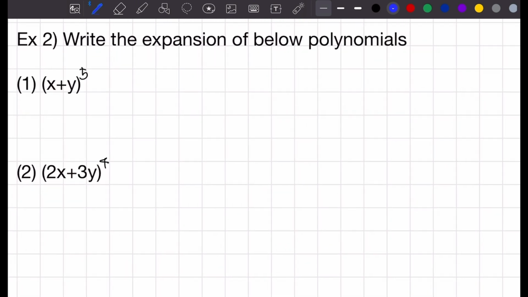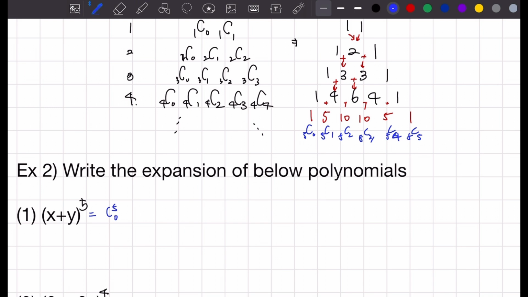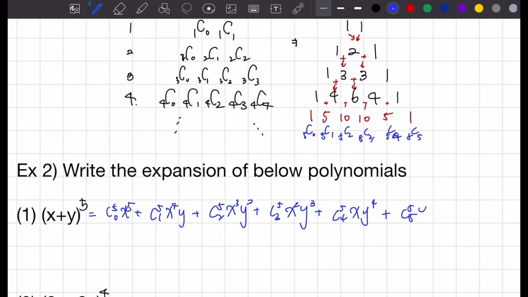Now let's do some practice here. You can pause this video and do it by yourself first. Okay, first one is x plus y to the 5th power. Let's follow this formula. It must be 5 choose 0 times x to the power of 5 plus 5 choose 1 times x to the power of 4 times y plus 5 choose 2 times x cubed times y squared plus 5 choose 3 times x squared times y cubed plus 5 choose 4 times x times y to the 4th power plus 5 choose 5 times y to the 5th power.